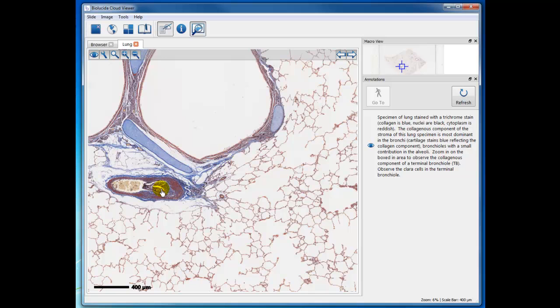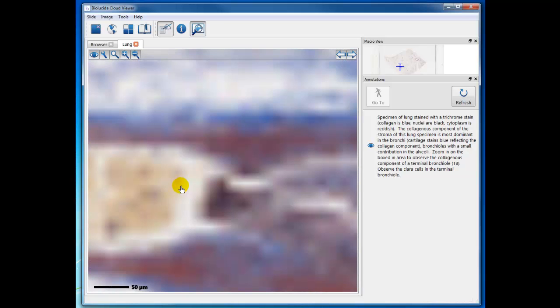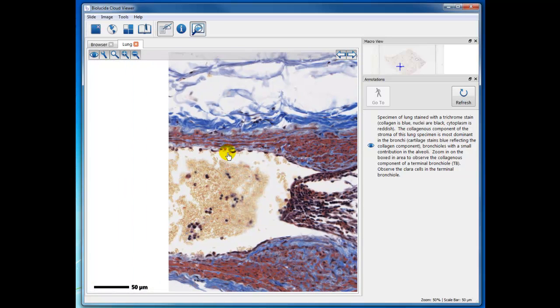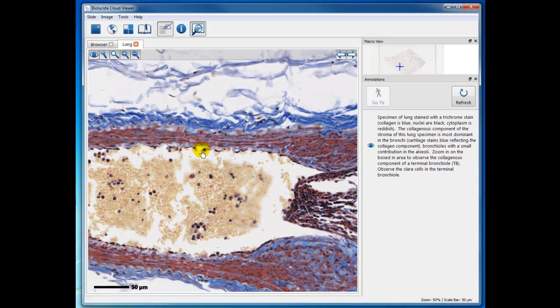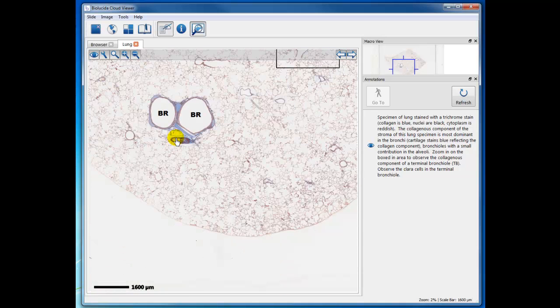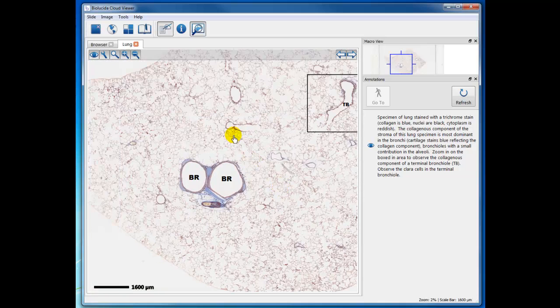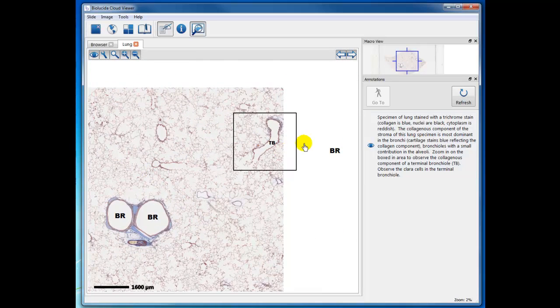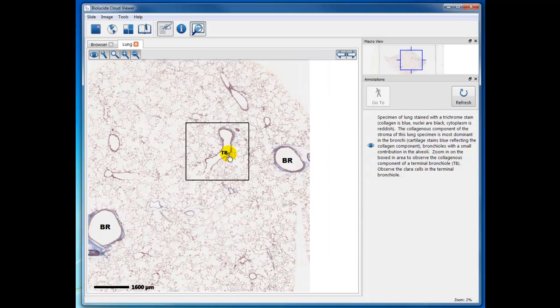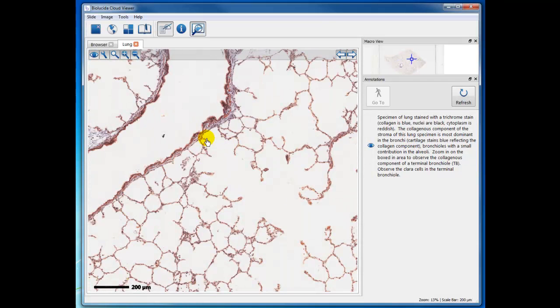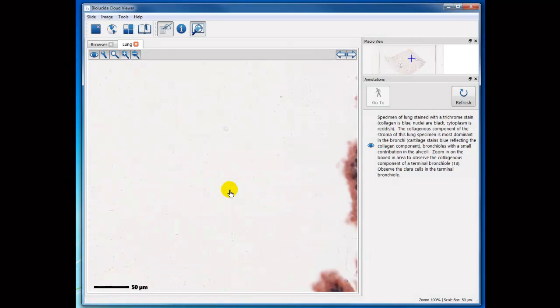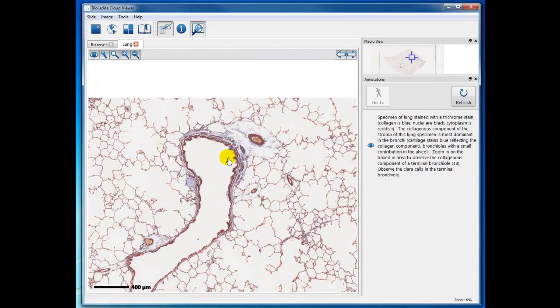And if you then look at, well, this is an artery. You can see the very flat lining. It's a very small pulmonary artery. And if we zoom out and go back, we've actually labeled a terminal bronchiole here. So in the terminal bronchiole, it's very, very tiny.